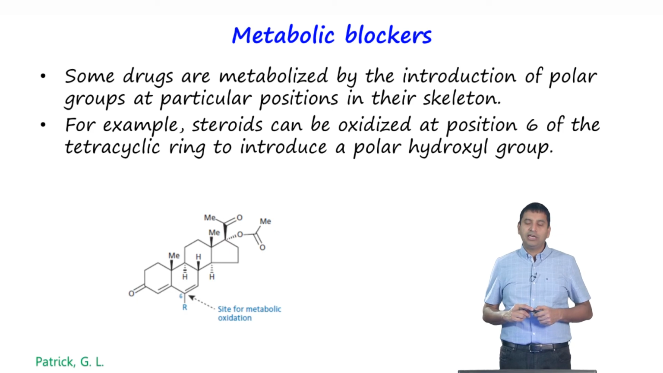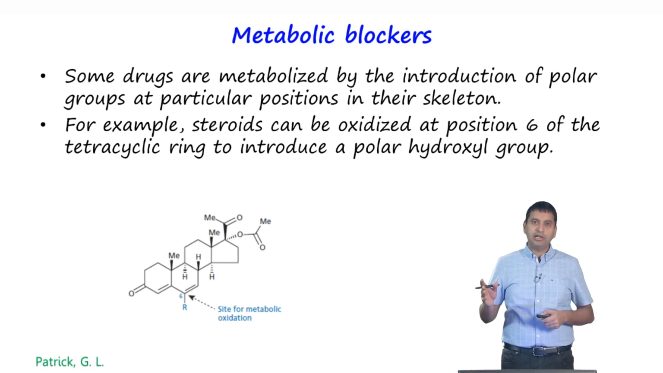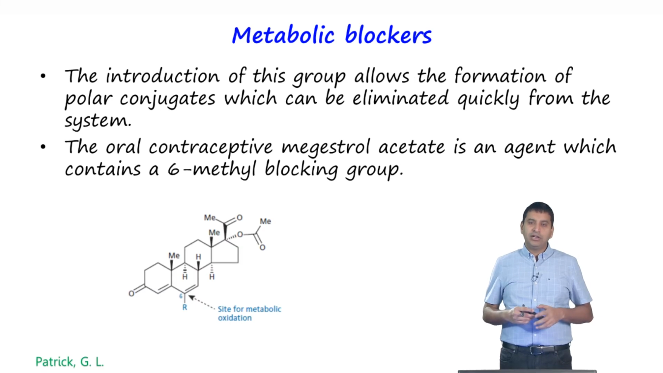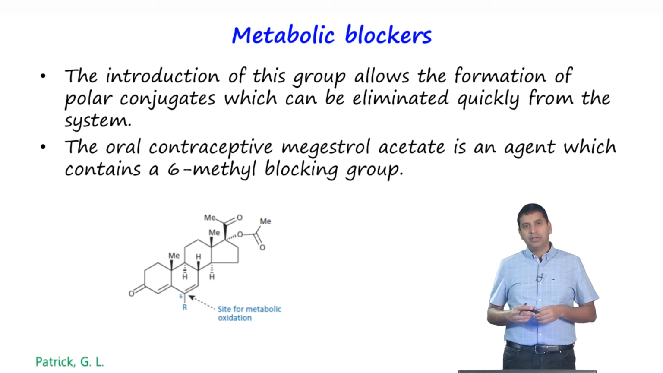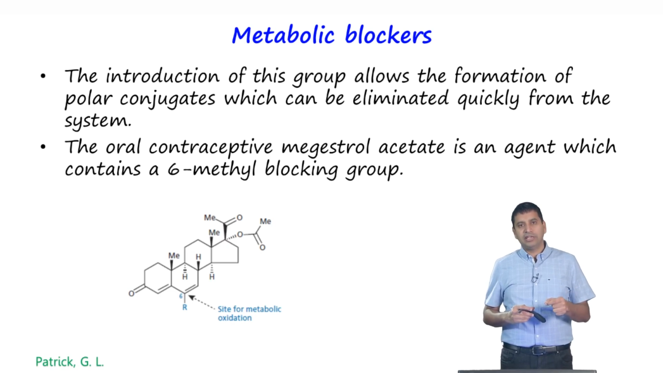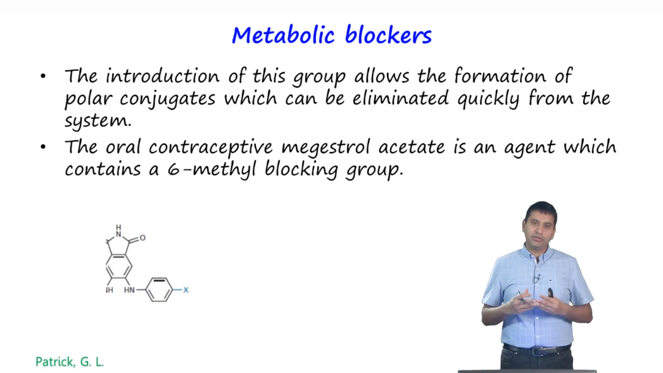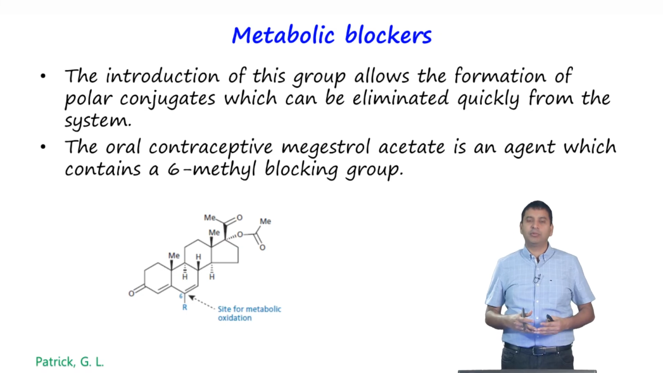The next concept we are going to look at is a metabolic blocker. Some drugs are metabolized by the introduction of polar groups at particular positions in the skeleton. For example, steroids can be oxidized at position 6 of the tetracyclic ring, and this greatly increases the polarity because it introduces a polar hydroxyl group. The introduction of this group allows the formation of polar conjugates, which can help with eliminating it quickly. So, the oral contraceptive megestrol acetate is an agent which contains the 6-methyl group here. So, here R is actually a methyl. What it does here is to prevent the oxidation reaction, which greatly improves its properties.